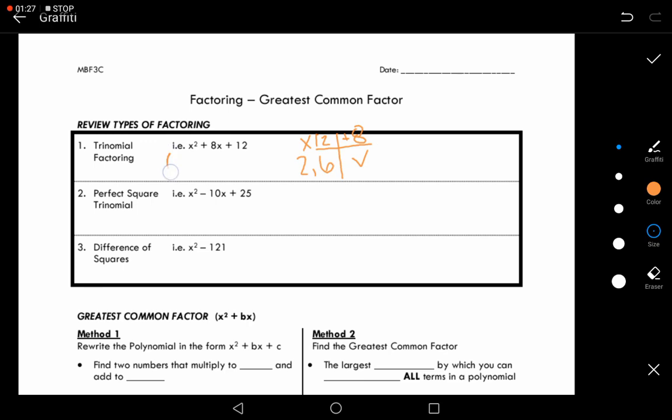When we're writing that out, it's always just going to be x first, and then one of those factors, so x plus 2 and x plus 6. That's how we factor a trinomial. So, multiply to C, add to B. Those are always the 2 conditions that our numbers have to meet.